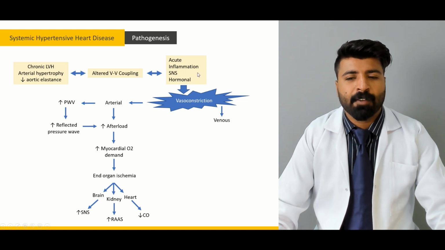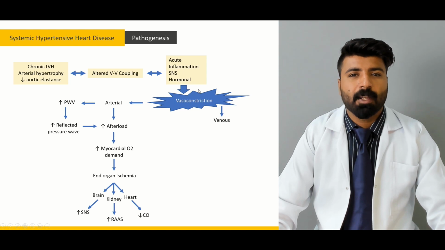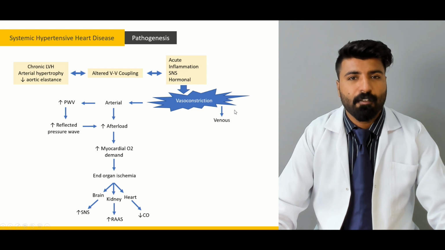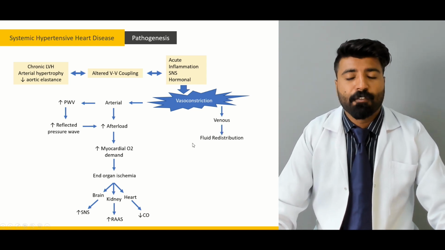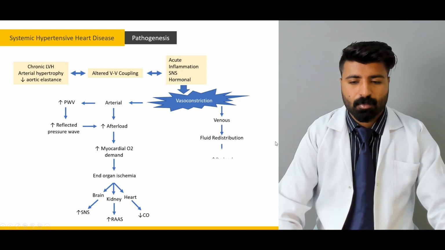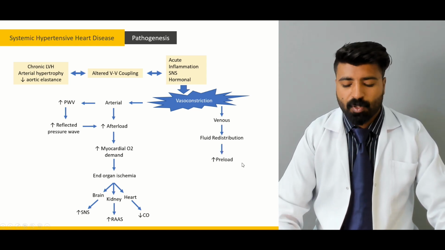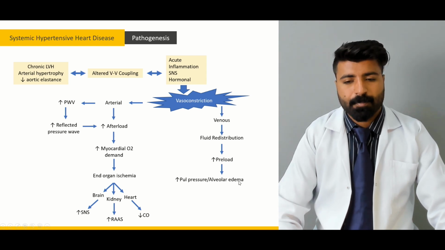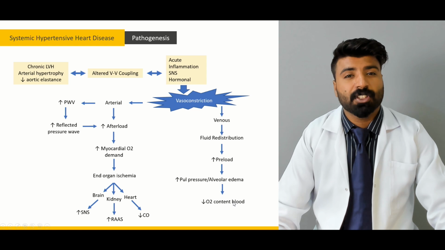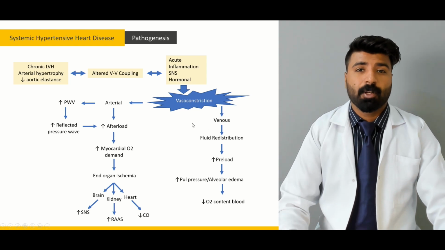Now, what will happen if acute inflammation, the sympathetic nervous system, and hormonal effects all came along for the venous constriction, for the vasoconstriction of the venules and veins? Fluid redistribution will happen, increased preload, increased pulse pressure and alveolar edema, and decreased oxygen content of the blood. Now let's explain these phenomena.